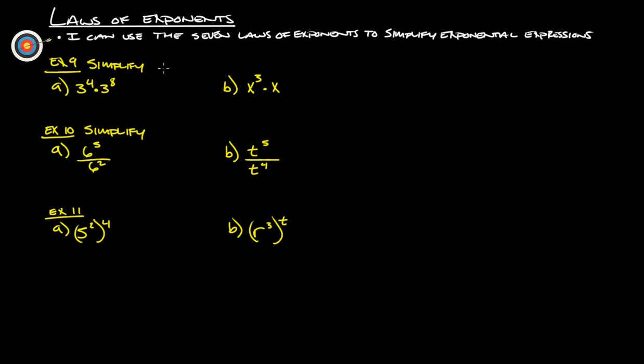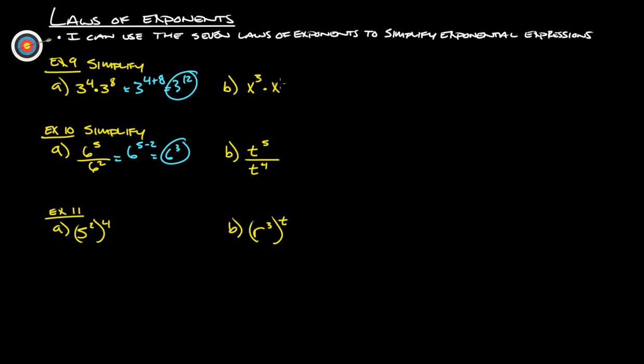Okay, let's use what we just learned to simplify these. Simplify 3 to the 4th times 3 to the 8th. That is going to be 3 to the 4 plus 8, or 3 to the 12th. Simplify this here. The bases are the same, so if you have one over the other, it's subtraction. 6 to the 5 minus 2 is 6 to the 3rd.